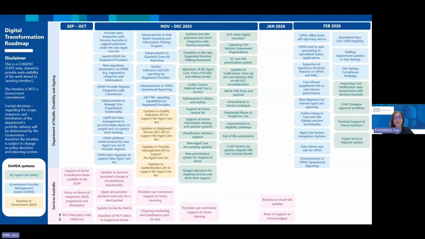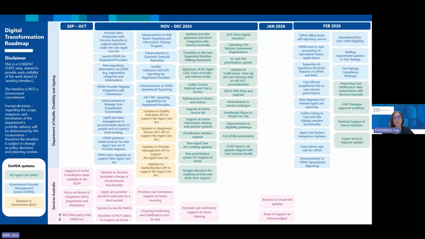We've also added some updates from Services Australia. As you can see, those are the ones in the pink down the bottom of the roadmap. These highlight when providers can start invoicing and claiming under the new support at home arrangement, and the ongoing monitoring and the stabilisation work that will happen post go live. We want to be open and transparent about our path beyond the 1st of November and provide you with early visibility of what's ahead in our journey.